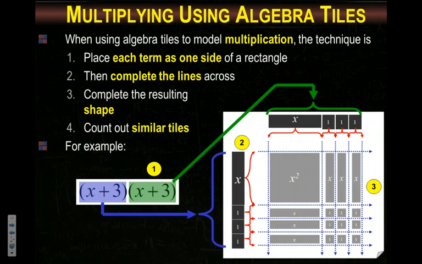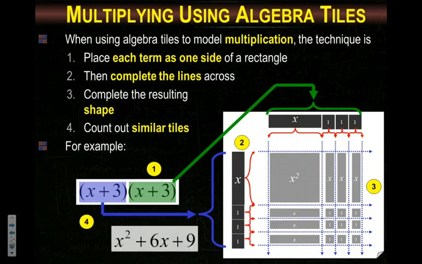And then I just count. I have x squared and 1, 2, 3, 4, 6 x's. And how many is that? Looks like 9. And that's my answer. My answer is x squared plus 6x plus 9. So the tiles can actually be used to solve these problems. Because if I asked you to solve this, that might be a bit hard. But using the tiles actually can give you a solution there.